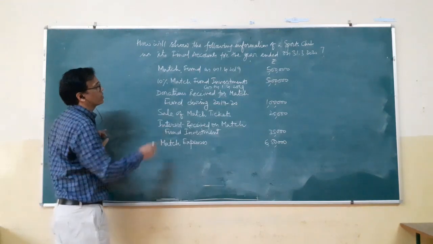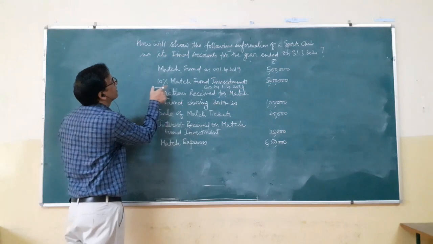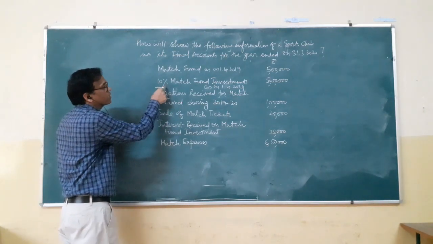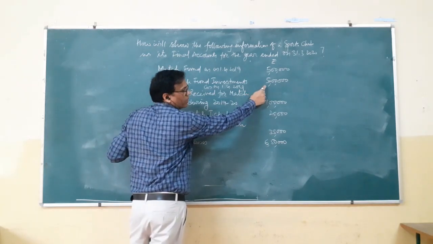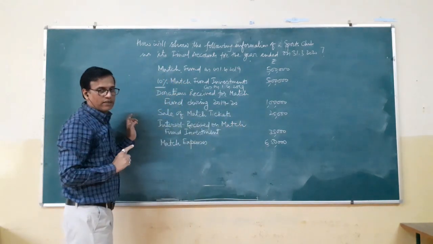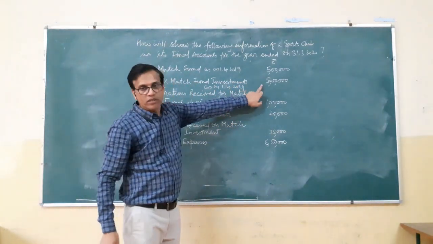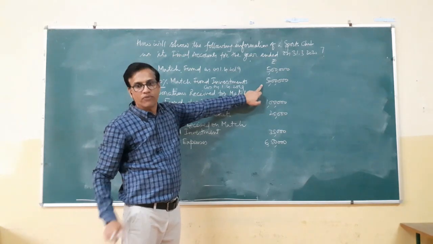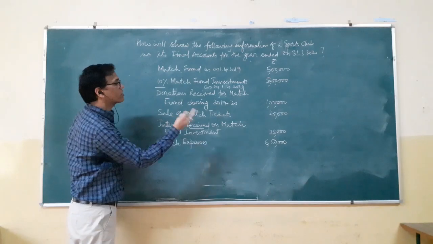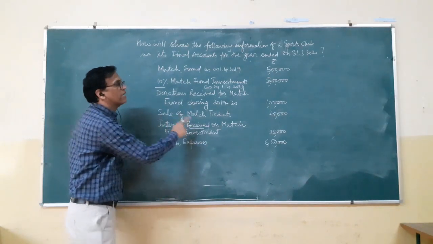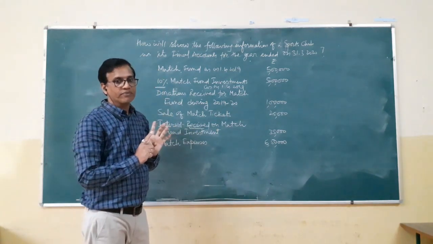One more thing in this question: when a percentage is given for the match fund investment or any investment, 10% match fund investment is given, that means the organization must receive 10% of this investment amount as interest during this year. But here 35,000 rupees is received. 5 lakh at 10% should be 50,000. Received is 35,000. It is not the full interest on match fund investment. It is the received amount. That means 15,000 is accrued interest.